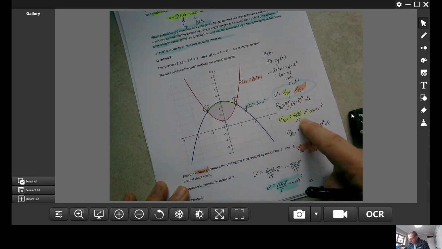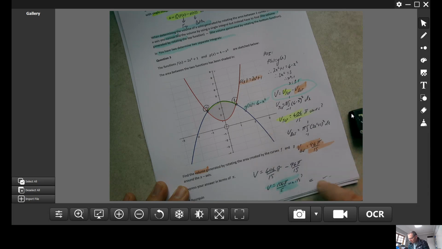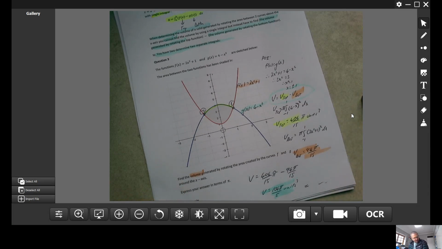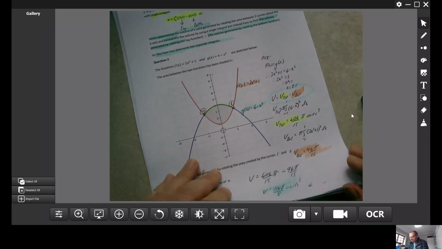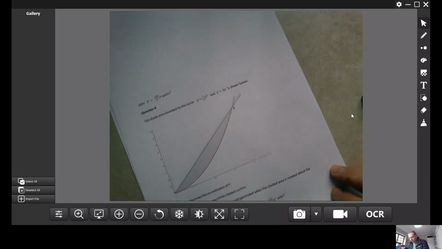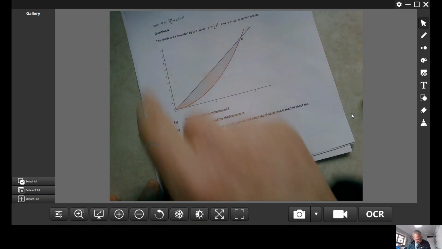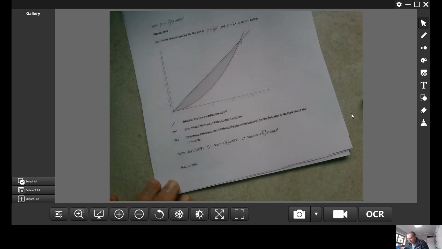Work out the volume of the top function. Don't forget the squared. Minus the volume of the bottom function. Take them away, and you've got the volume that is required. Okay. Cool beans. Righty. Okay. Right there. The answer is 104 pi over 5.